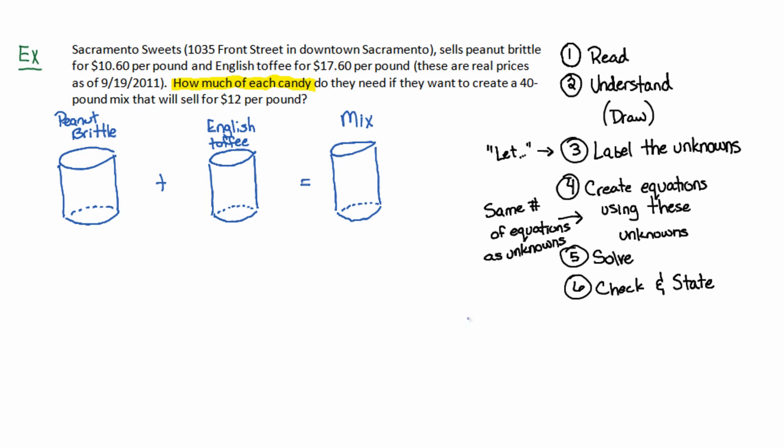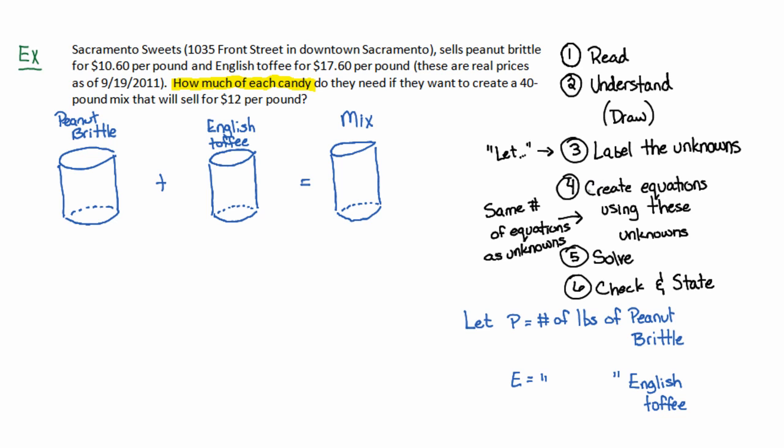So what I'm going to say is let, and we have two types of candy, I'll let P equal the amount of peanut brittle, or the number of pounds of peanut brittle. And let's see, English toffee, so we'll let E equal number of pounds of English toffee. In fact, I use quotes quite often just to quote what I'm using up above, the words number of pounds of English toffee. So now we know what our variables stand for, the number of pounds that we're going to mix here.